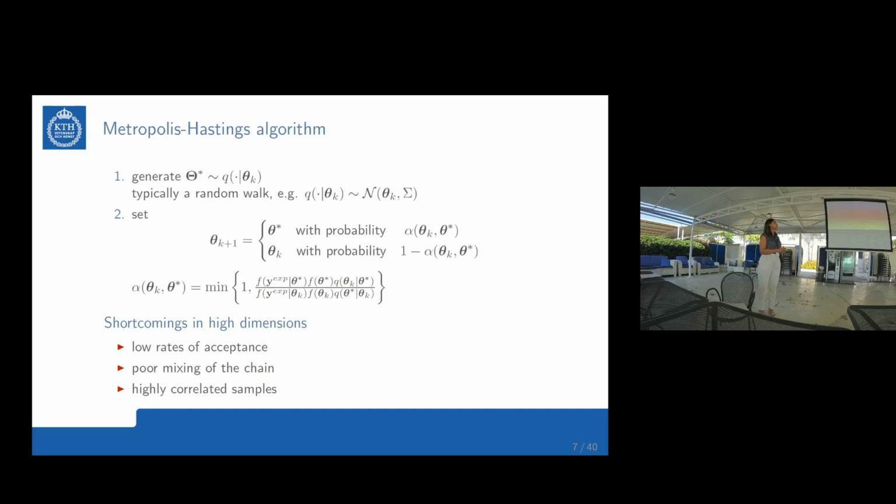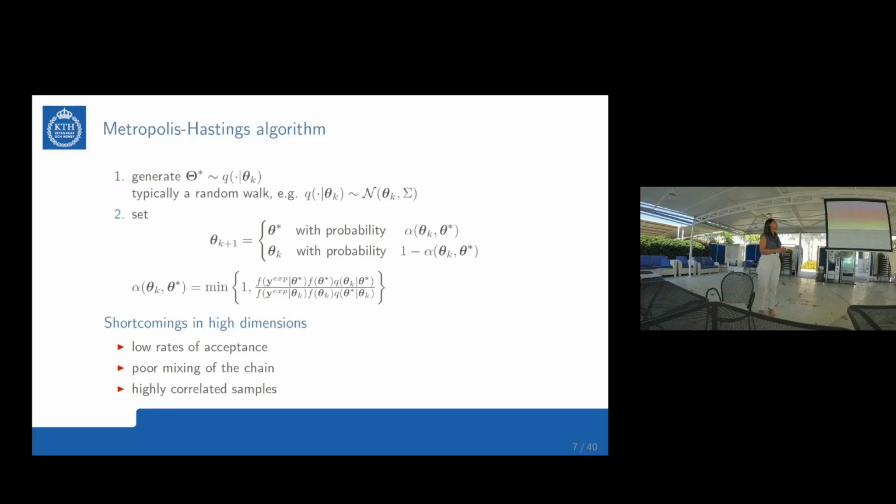random walk. However, as I told you before, we are working in high dimensions of the parameters. And when we use a random walk, we can have shortcomings of this Metropolis Hastings algorithm. And these are mainly related to low rates of acceptance. That means that this probability alpha is usually low, it's close to 0. So we often are in the second case, where we reject the new value. So we are always in the same area of the parameter space.